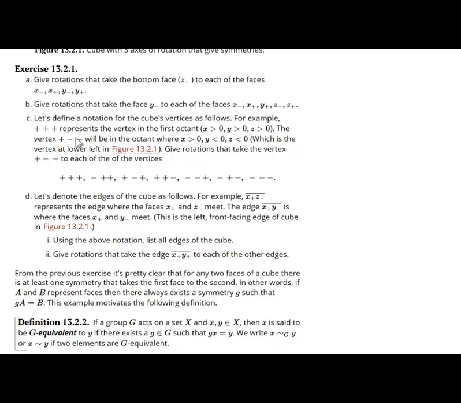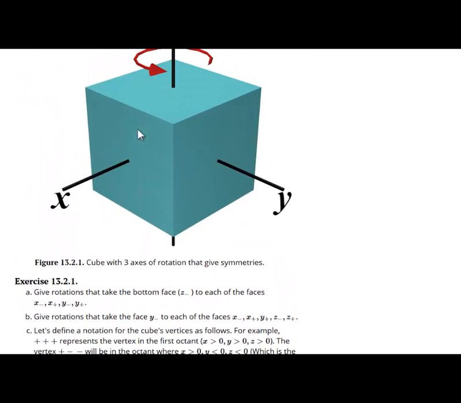All right. So why don't I do an example of one of these so you get some idea of what's going on. Let's consider first the one that takes the bottom face z minus to the face x minus. Let's see how we could do that. So z minus is the face on the bottom, and I need to take that to the face x minus. Now, if you think about what's going on, if I simply rotate this cube counterclockwise around y one time, that's going to take z minus to x minus.